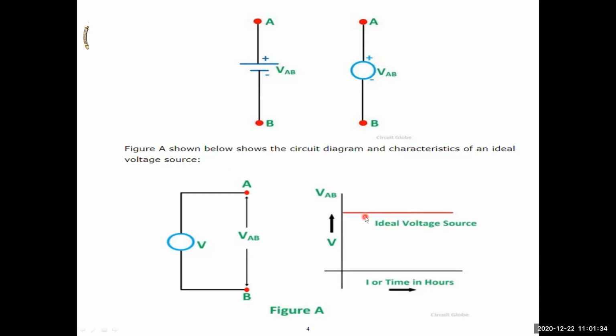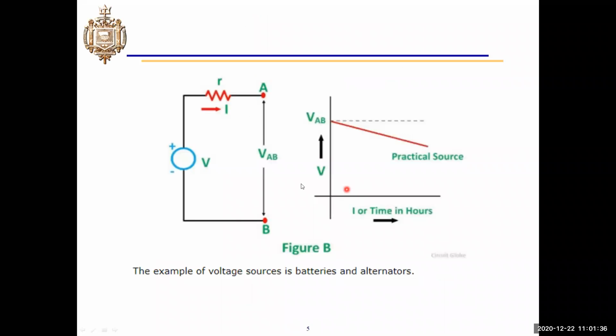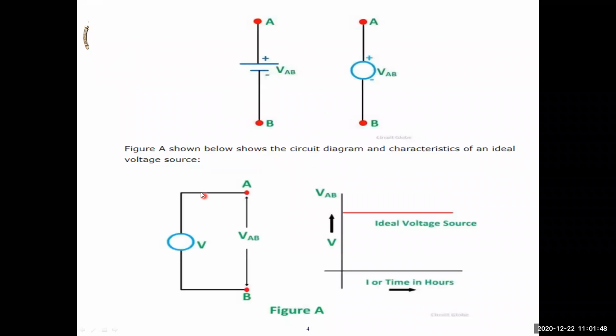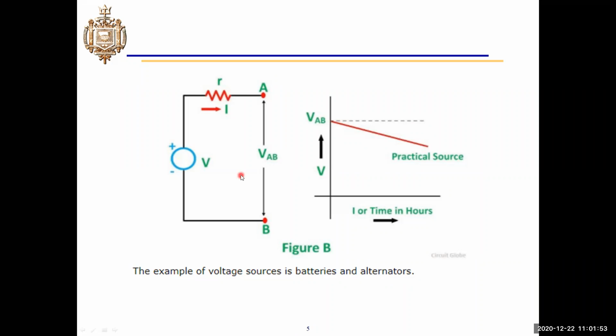Okay, this is ideally. Then practically, this is the voltage source having some internal resistance r. It's clear? Ideally, there is no resistance part. But practically, it has some internal resistance that is denoted by small r. This is the supply voltage source V, and this is called internal resistance r.